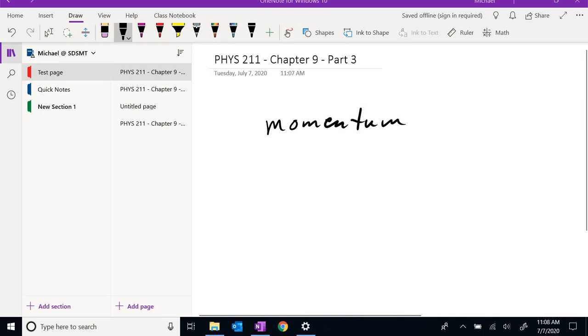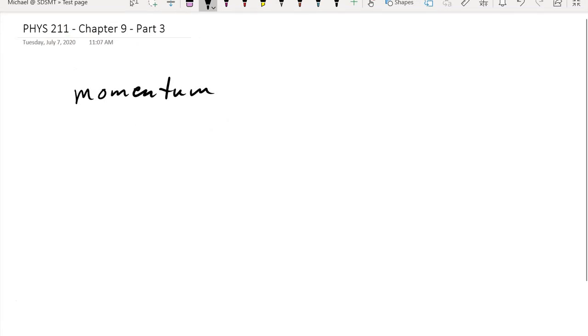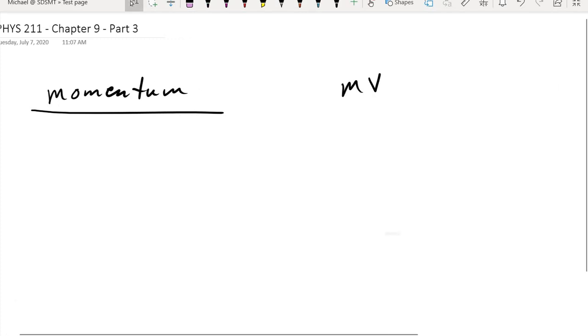Welcome back, everyone, to part 3 of chapter 9. We're going to be departing from the topic of center of mass to discuss momentum. And momentum, by definition, is the combination of mass and velocity for an object.